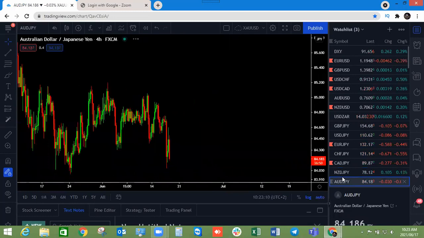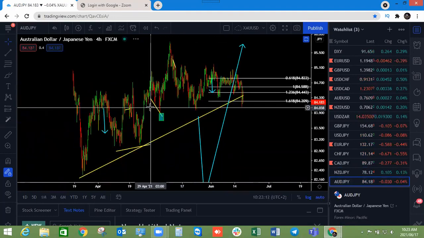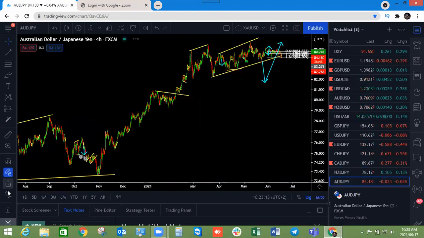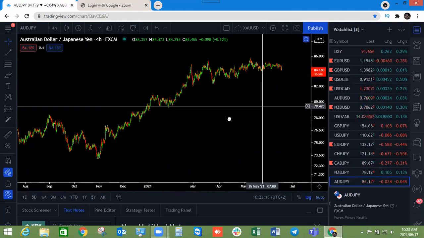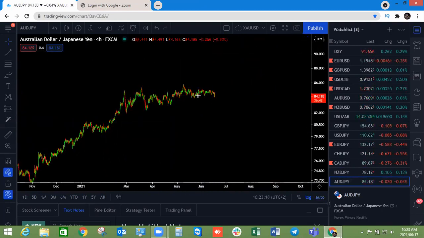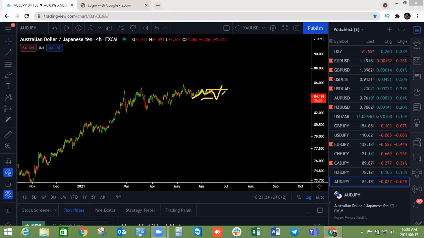Aussie yen, similar structure, also a messy structure, but the direction is downside. So whatever happens here, whether we get a bounce, we are still looking for this to continue to the downside. 3 down, 3 up, look for downside here.